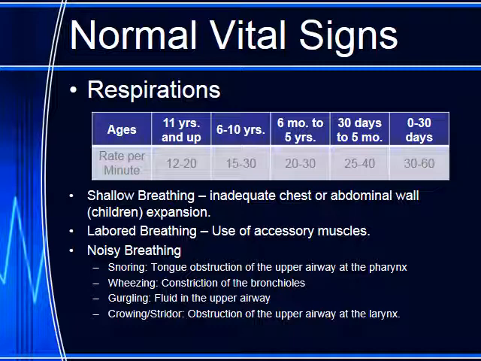Occasionally, we will hear different noises along with a patient's breathing. Snoring tells us that there is an obstruction of the upper airway at the pharynx, which is normally the tongue. Wheezing tells us that the bronchioles are constricting. Gurgling is a sound we would hear if there is fluid in the upper airway. Crowing or stridor is a high-pitched noise we hear when there is an obstruction of the upper airway at the larynx.